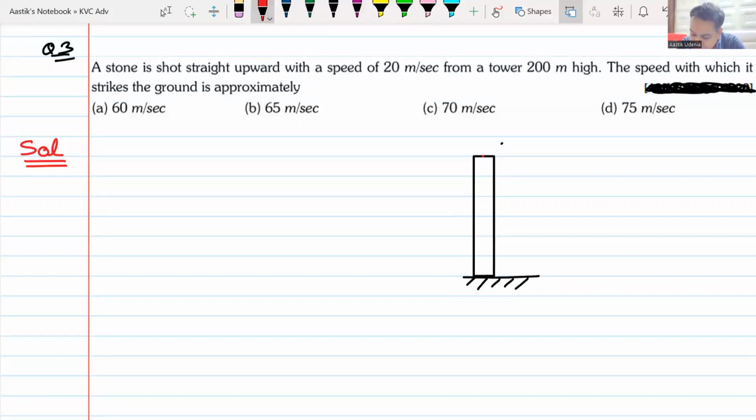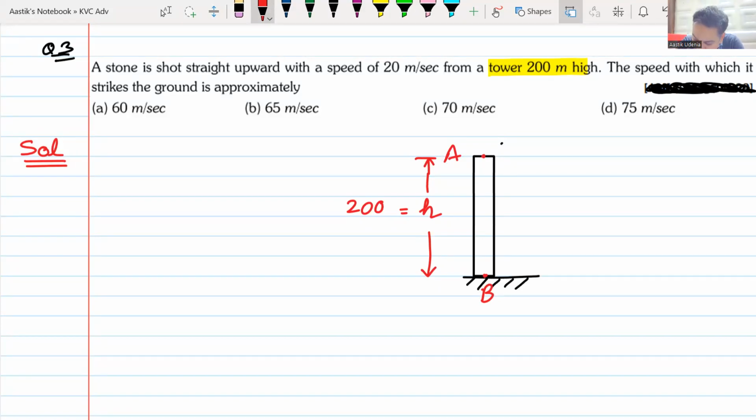Let us say that this is point A, this is the ground, point B, and it is given that the height of the tower is 200 meters. So, from A to B, the height is h, and this h is given as 200 meters. I'm not writing meters. Do we understand this? Yes or no?